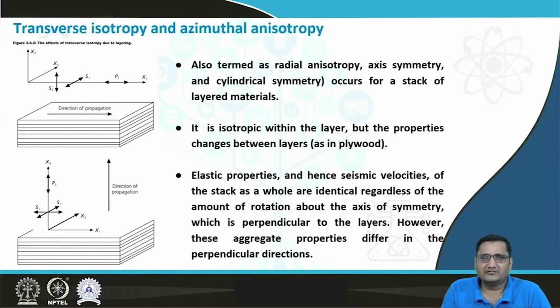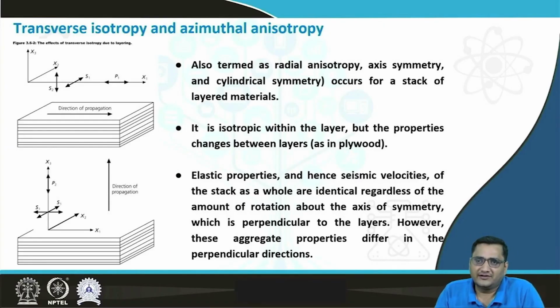Now let's talk about transverse isotropy and azimuthal anisotropy. First we will be talking about transverse anisotropy, which is also termed radial anisotropy, axis symmetry or cylindrical symmetry, which basically happens due to a stack of layered material such as plywood. It is isotropic within the layer, but the properties change between layers. As you can see, plywood is also a stack of several layers.